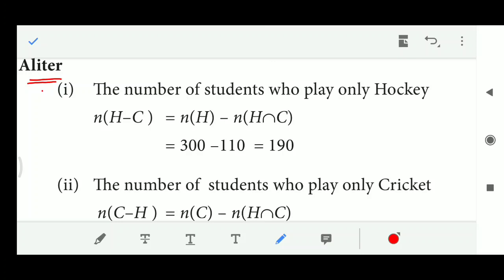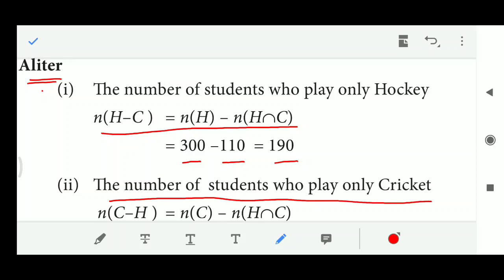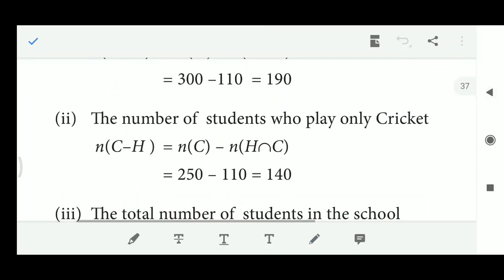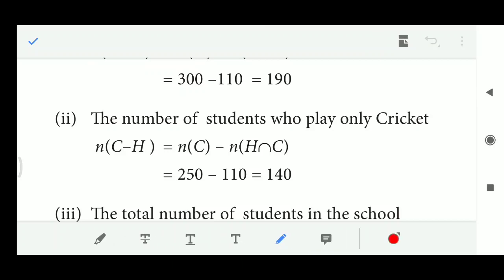We are going to use the formula here. To find the number of students who play only hockey, n of H minus C, the formula is n of H minus n of H intersection C. So 300 minus 110 gives 190. Then the number of students who play only cricket is n of C minus H, which is n of C minus n of H intersection C. So 250 minus 110 gives 140. So that is the second answer.